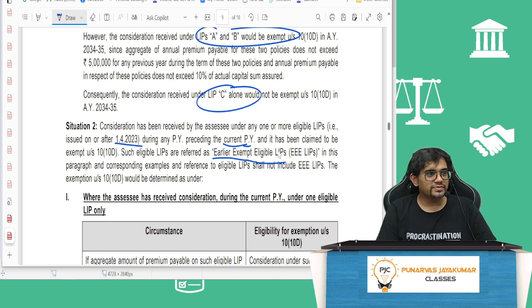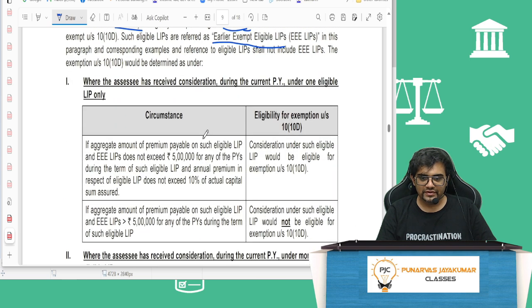ULIP, this is ELIP. Don't add one more thing. Sir, we have ULIP, this is ELIP. Like that, don't write. Okay. So earlier exempt eligible LIPs. And corresponding examples they have given.